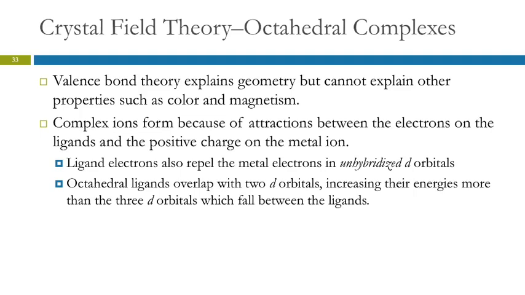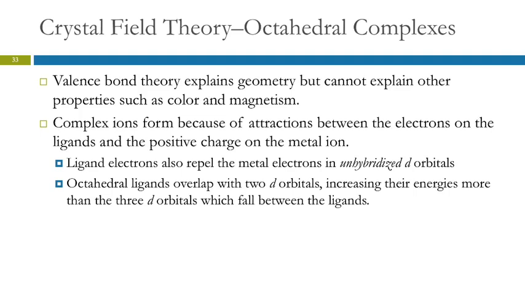So valence bond theory explains the geometry, but it doesn't explain other things that we observe in complex ions, such as color and magnetism. Complex ions often are colored, sometimes very beautiful colors, and so we need something called crystal field theory to explain colors and magnetism.